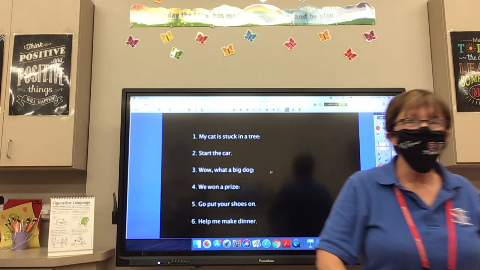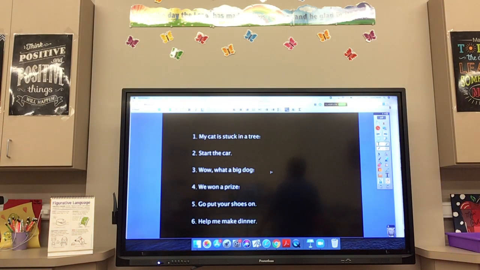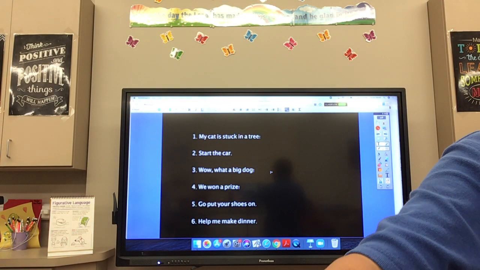Oh, it's starting to rain. How exciting. We haven't seen rain in ever so long.